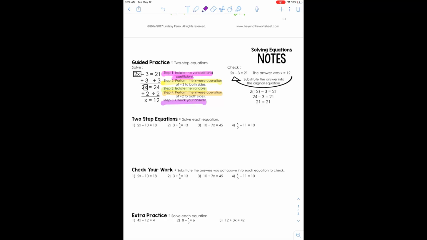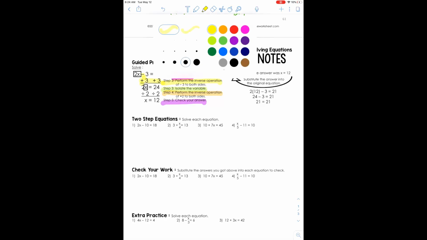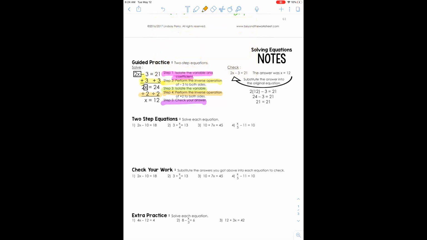So if we look, here we're isolating our coefficient and our variable by performing the inverse operation. So the inverse of subtraction is addition. Then we move on to isolate our variable by performing the inverse operation. So remember, the operation when a number is next to a variable is multiplication. So the inverse would be division. So we get x equals 12.